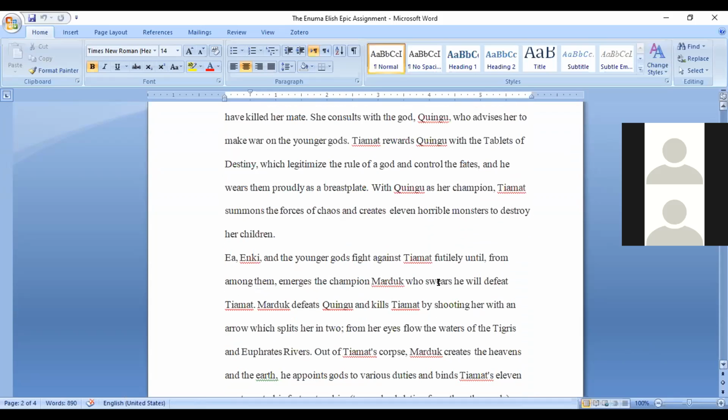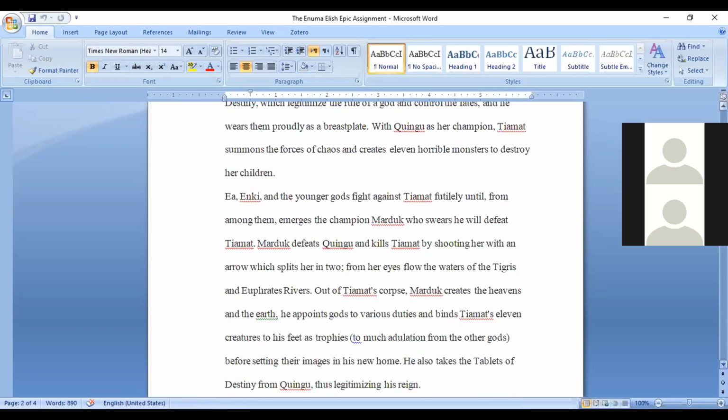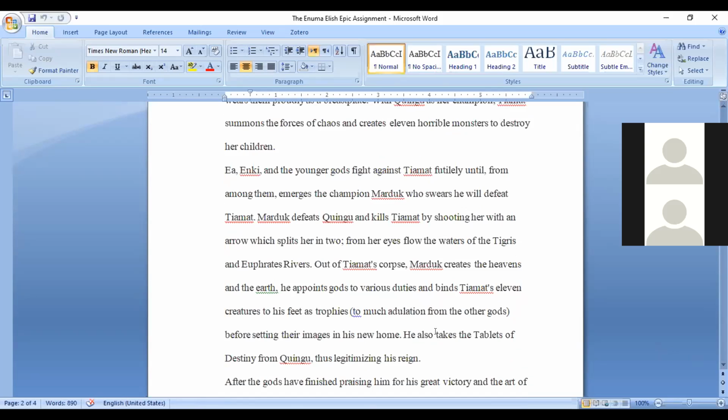Enki and the other gods fought against Tiamat until one of the younger gods, Marduk, emerged as a champion, and through him they defeated Kingu and killed Tiamat. They shot her with an arrow and split her in two. From her eyes flowed the Tigris and the Euphrates rivers. Out of the corpse of Tiamat, Marduk created the heavens and the earth and appointed other gods to bind Tiamat's 11 creatures.